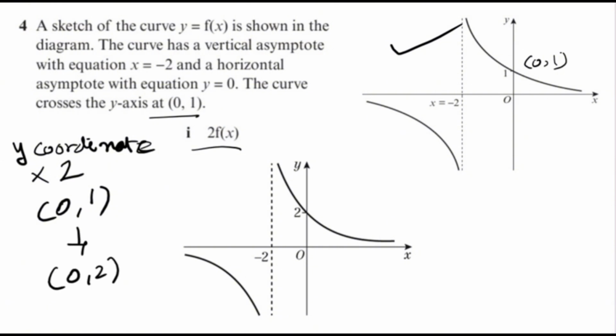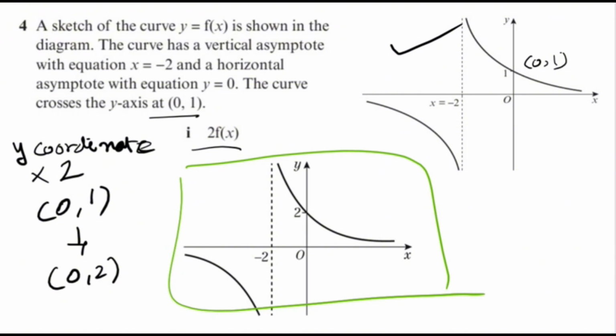And because the x coordinate is not changing, the asymptote will also not change. So this is the transformed graph you can see. The difference is that the asymptote is the same, only this point (0, 1) now becomes (0, 2). That's the only transformation we have here.